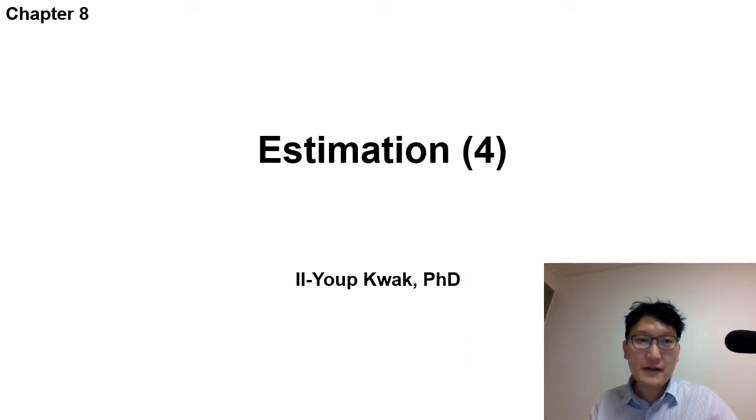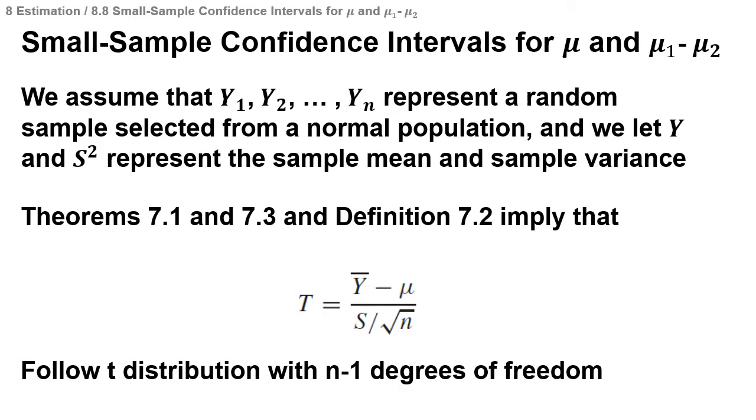Okay, hello everyone. Today we will learn about estimation, part 4. I will go over the rest of the sub-chapters in chapter 8. Chapter 8.8 is small sample confidence intervals for mu and mu1 minus mu2.